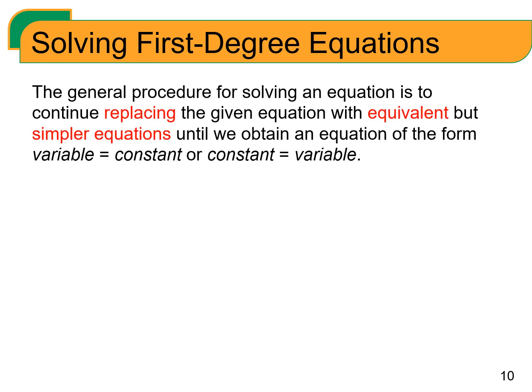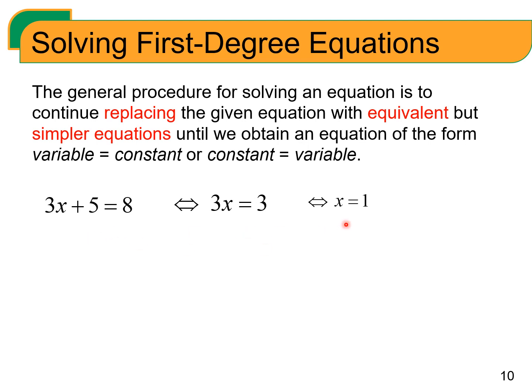So the general procedure for solving an equation is to continue replacing the given equation with equivalent but simpler equations until we obtain an equation of the form x, a variable, equal to a constant, or a constant equal to a variable. For example, what we just showed you. If we know 3x plus 5 equals 8, then we can subtract 5 on both sides, and we obtain an equivalent equation, which is 3x equal to 3. Then by continuing isolating x, we can divide both sides by 3. Now we obtain x equal to 1.